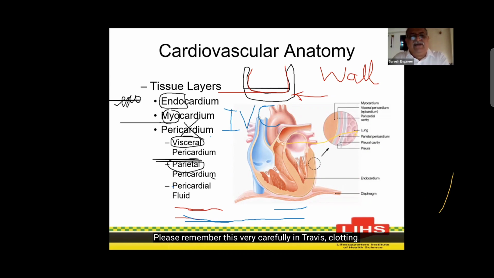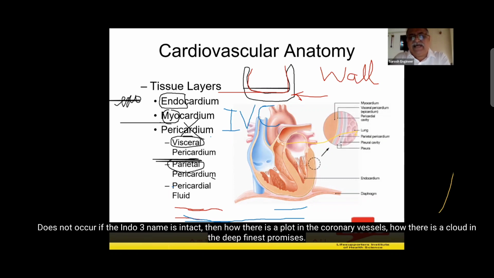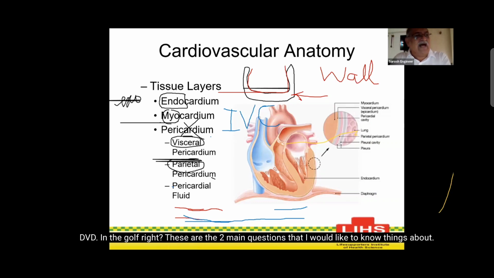Please remember this very carefully. Intravascular clotting does not occur if the endothelium is intact. And how there is a clot in the coronary vessels, how there is a clot in the deep venous thrombosis, DVT in the calf, right? These are the two main questions that I would like you to think about. With that much, we will stop.